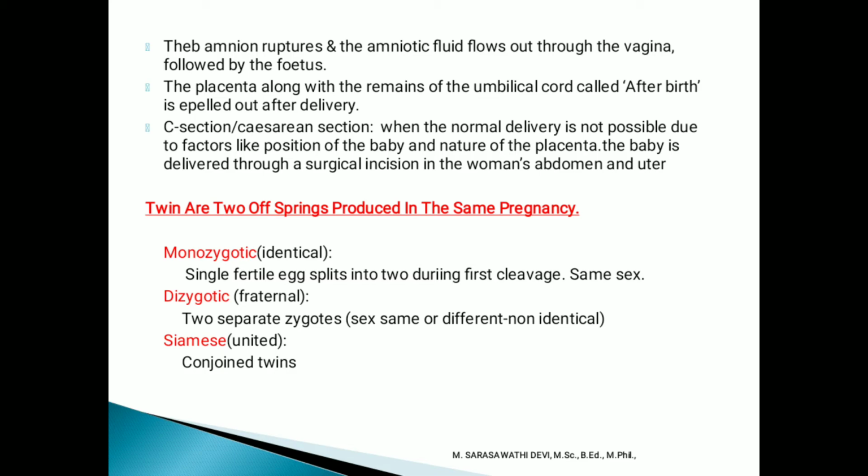Twins are two offspring produced in the same pregnancy. It is classified into three types. Monozygotic: identical offspring. A single fertilized egg splits into two during the first cleavage, so the sexes of the organisms are the same. Dizygotic, fraternal: two separate zygotes, so the sexes may be different, and the offspring are non-identical. Then Siamese: conjoined twins that are united at birth.